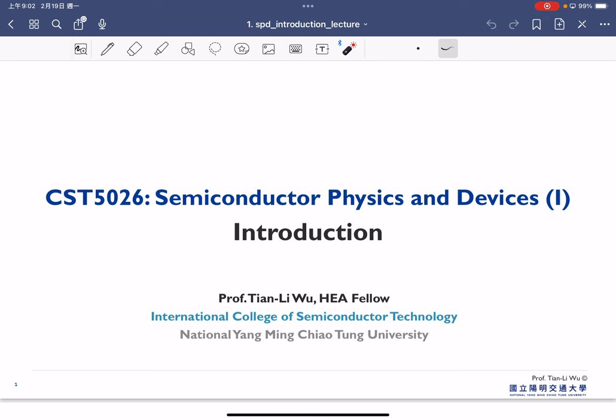This class is called Semiconductor Physics Device. Today will be the first class, a brief introduction. We will talk about the lecture contents in this course, how we do the grading policy, and how we do the assignments and arrangements in this class. And we'll also start to briefly review the history of the semiconductor.